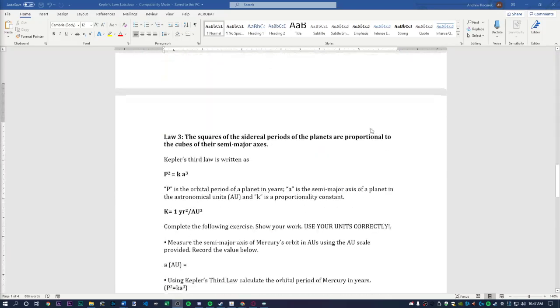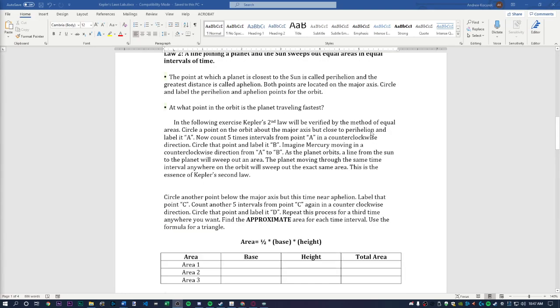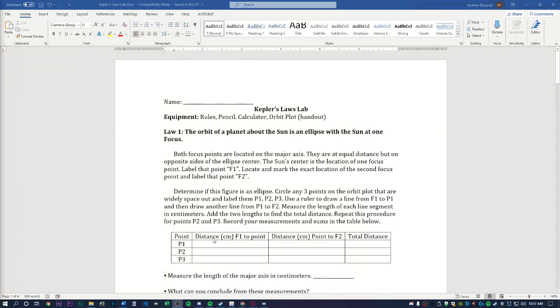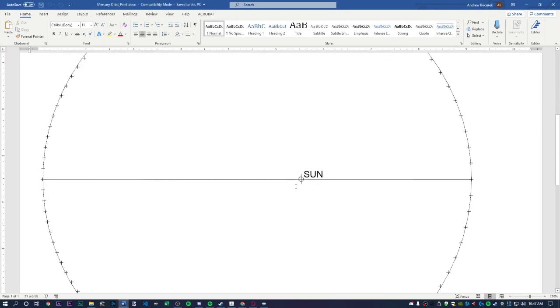It's about three, four pages long, something like that. And then you also need to have, let me see, the Mercury orbit printout.